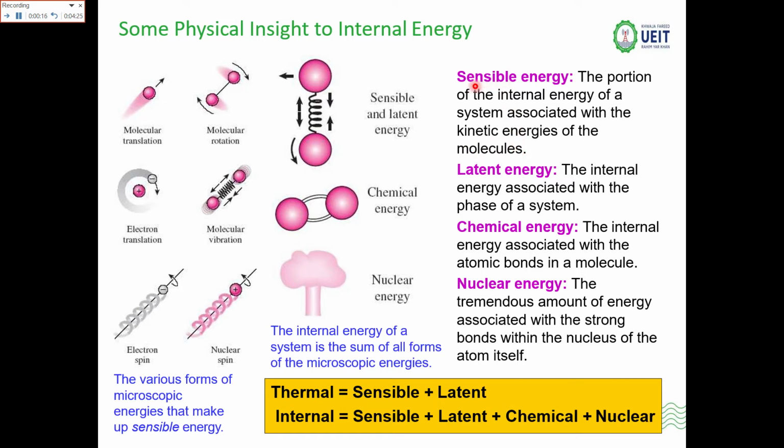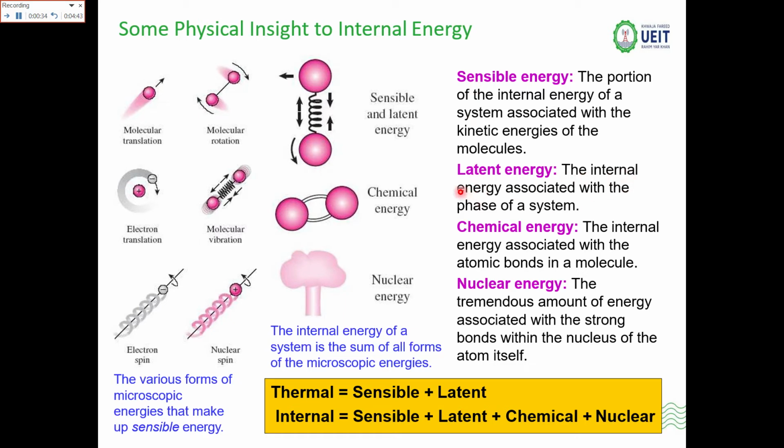We will elaborate the sensible energy. Like you are supplying heat to the water and its temperature is continuously rising. So you are basically sensing the heat. You are seeing that the temperature is rising. So this is basically the sensible form of the energy.